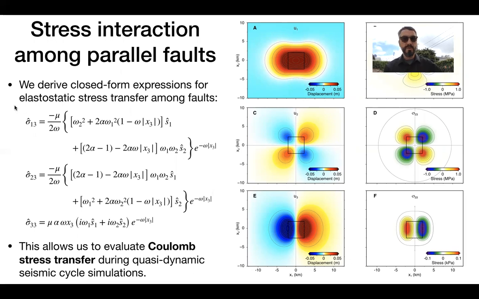Well, this is an example of what these solutions look like for the case of uniform slip in a square on a reference fault. So that's the displacement field that it produces in the 2 different fault parallel directions and in the fault perpendicular direction. And these are the distribution of stresses caused by this slip distribution.